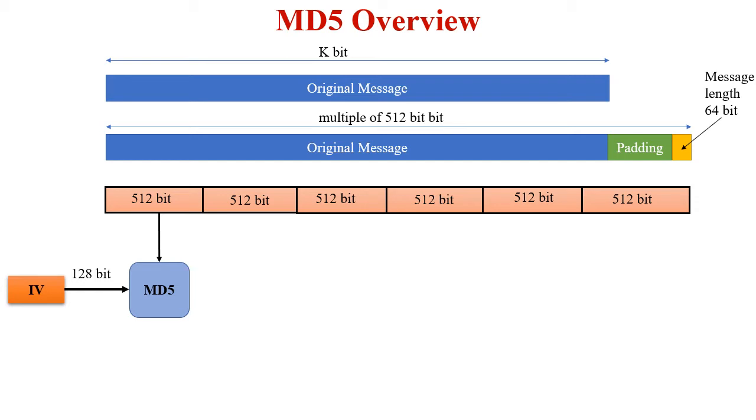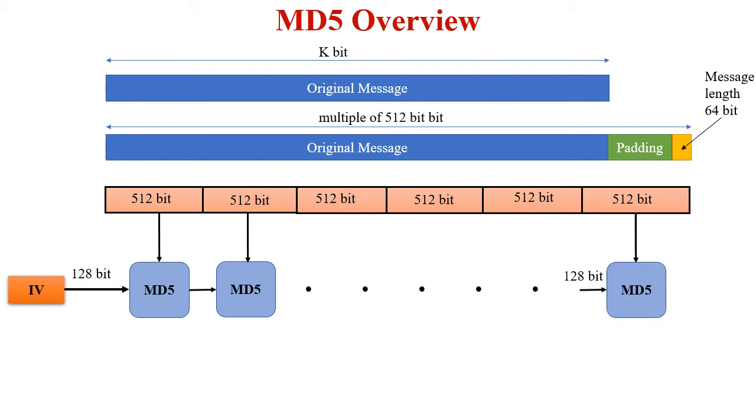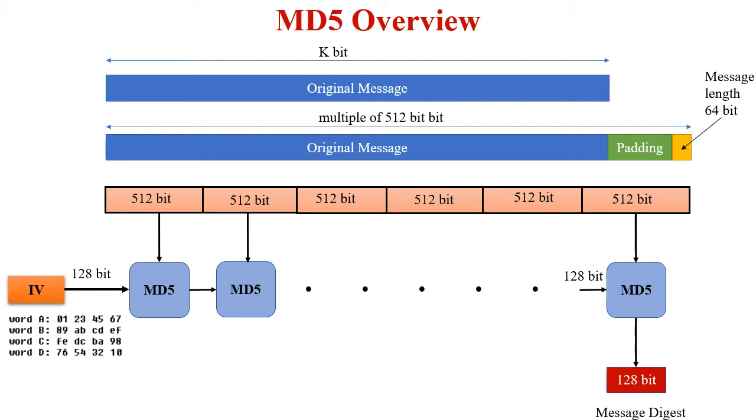So just remember that this MD5 takes two inputs: a 512-bit block from the original message and a 128-bit initialization vector. After that it produces 128 bits of output. Then that 128-bit output of the first MD5 block is used as the initialization vector for the second block, and then the second 512-bit block of the original message is processed. Likewise, the output of the last 512-bit block is the 128-bit message digest. This is considered the final message digest of this original message of k bits.